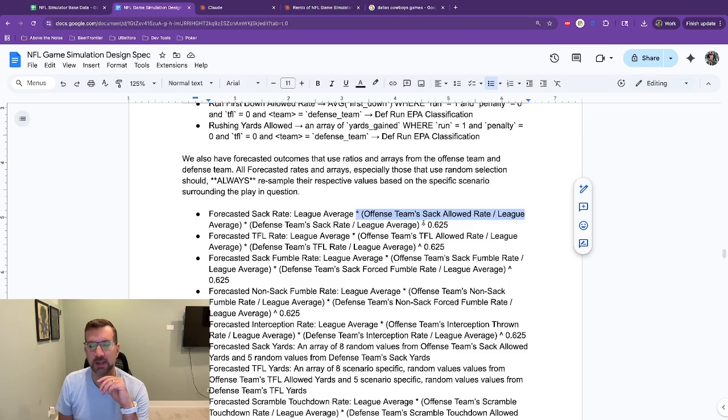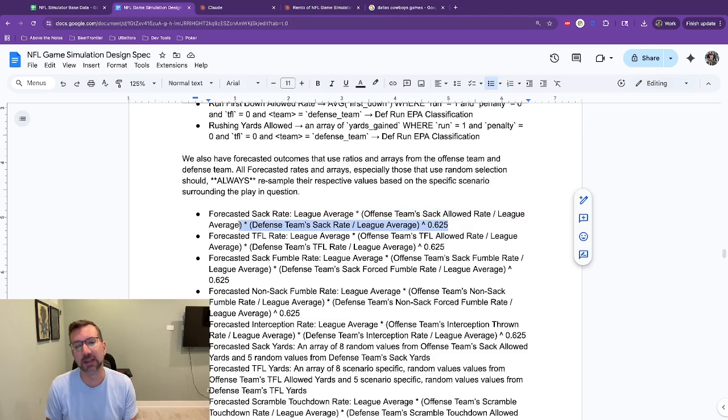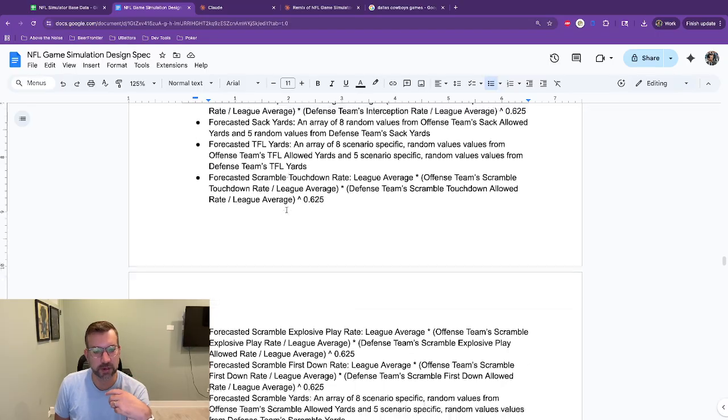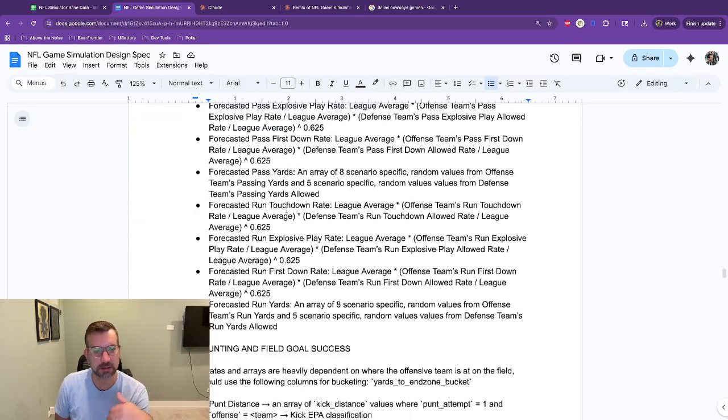And it avoids crazy exponential situations where it's like, oh, well, this team scores a touchdown 40% more than average, and then this one allows a touchdown 40% more than average. Like, you're not actually scoring a touchdown in that situation 64% more than average. Like, that just gets a little crazy. So this keeps things a little safe. And so yeah, so we forecast all the rates and so on.